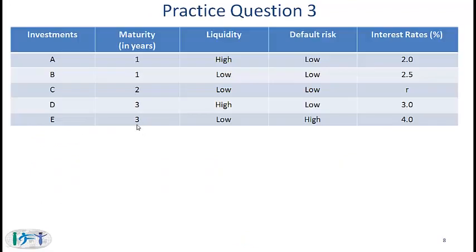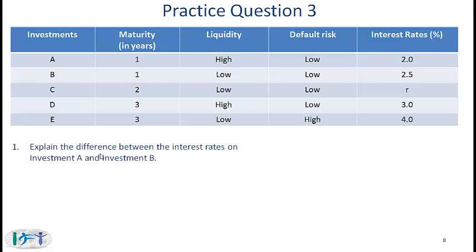Another practice question. Say you have 5 different investments and we have the maturities for each investment, the liquidity, default risk, and an interest rate for each investment. Why is there a difference between the interest rate on investment A and investment B? They have the same maturity, they have the same default risk, but interest rates are different. And the answer is because of the difference in liquidity.